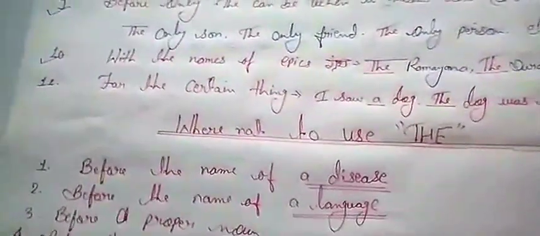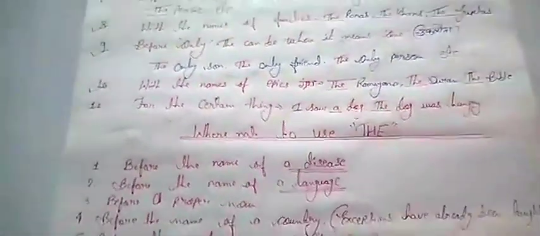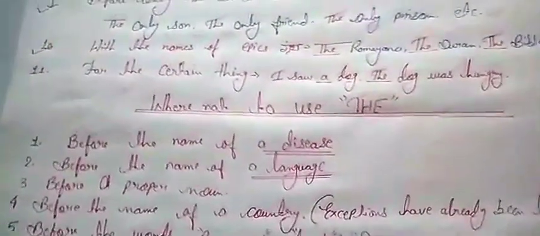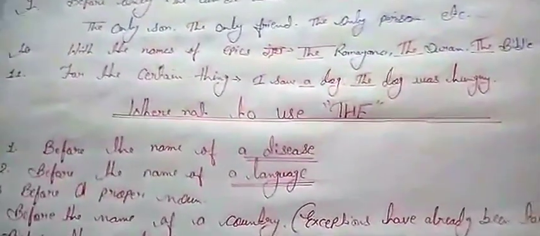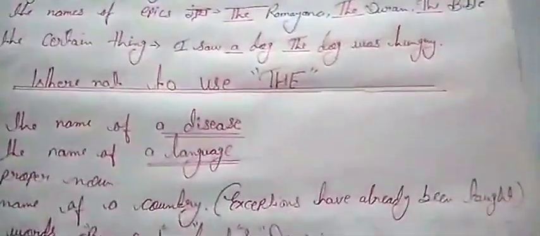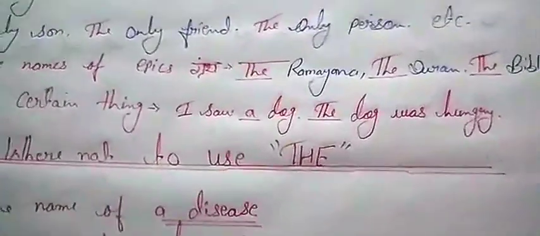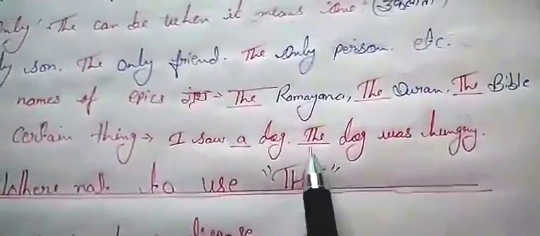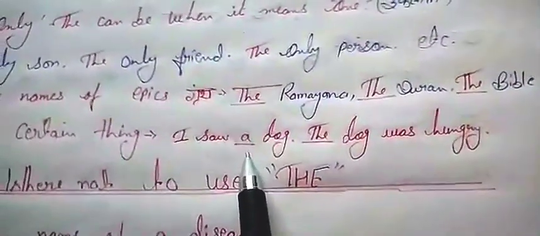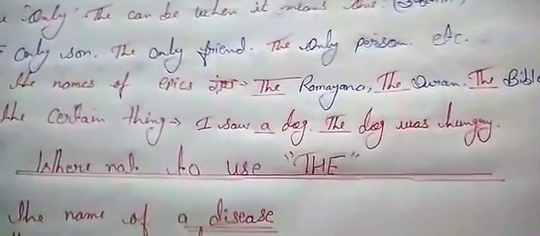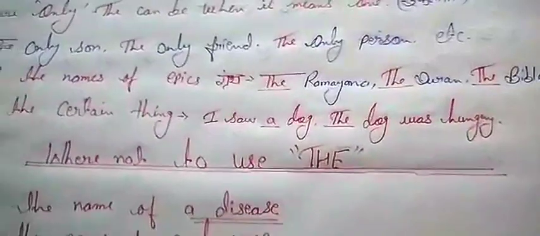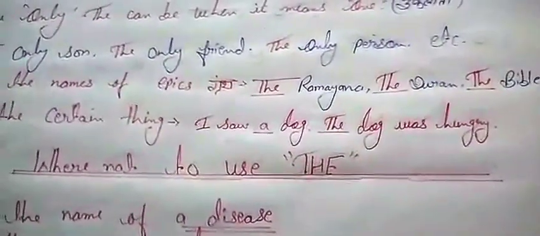Next and the most important condition, in which most of the people can be confused for certain things. What type of certain things are here? I have an example for you. I saw a dog. For the dog, I am using the article a because I was not knowing that dog before. But now in the next sentence, I am talking about that dog only.